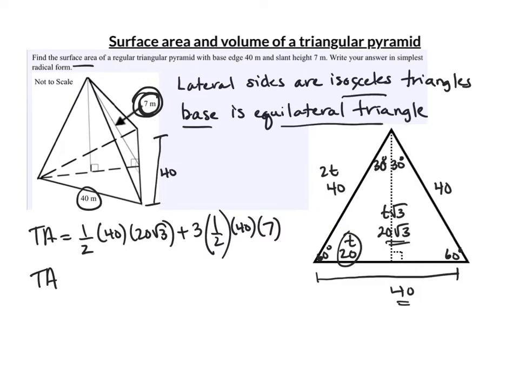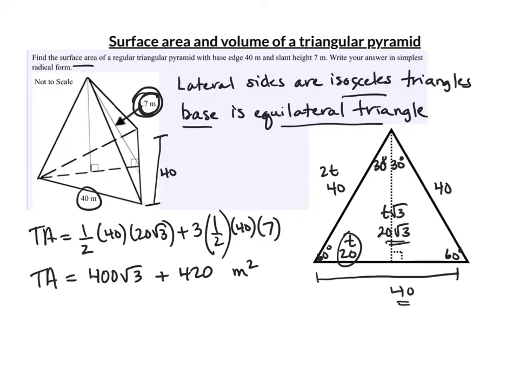So we'll multiply all that out. 1/2 times 40 is 20. 20 times 20 is 400. So 400 root 3 plus 3 times 1/2 times 40 times 7 is 420. And our label is meters squared.